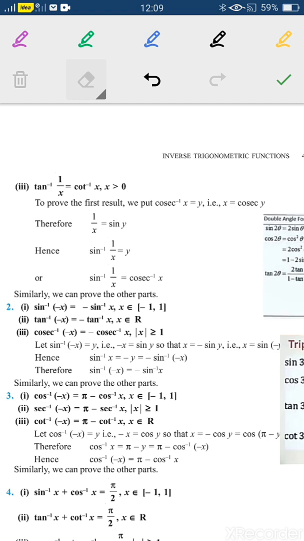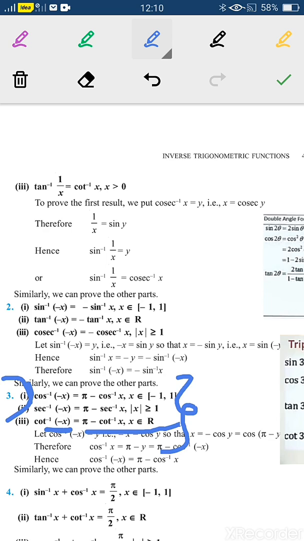If you come here, next property, third property, if you see this property, minus of x is inside, so it will be pi minus cos inverse x, pi minus secant inverse x, pi minus cot inverse x. So you have to keep it in mind. These again are three friends, cos, secant and cot. So whenever a negative sign is inside, you will put it as pi minus cos inverse x.